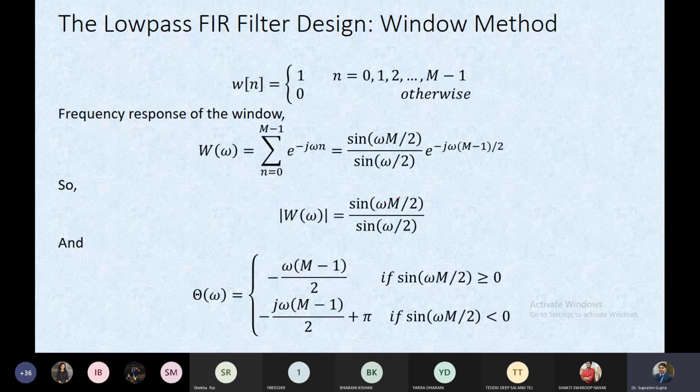So what we can find from here, the window frequency response, we can find the expression easily by applying the Fourier transform of it. We can get a sinc function with a certain delay, and that delay would be our phase, meaning it will affect the phase of the system. So amplitude is this one, and the phase theta is minus omega times (M minus 1) by 2, plus or minus depending upon the value being positive or negative.